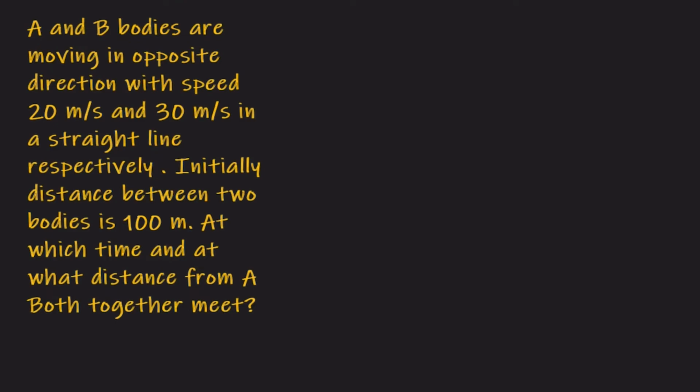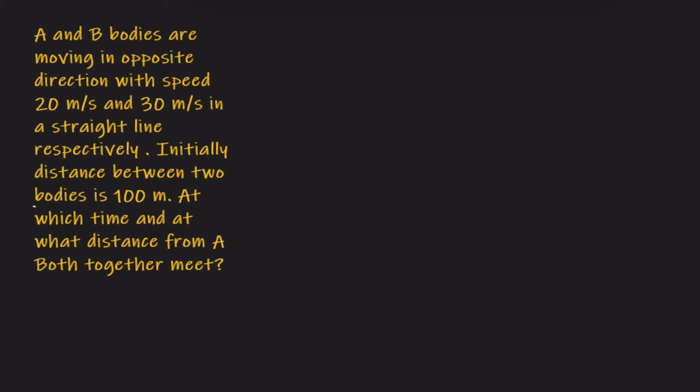Next question. A and B bodies are moving in opposite directions with the speeds 20 meter per second and 30 meter per second in a straight line respectively. Initially, the distance between the two bodies is 100 meters. At which time and at what distance from A do both meet together? From the data, initially both bodies are 100 meters apart. So take here 100 meters.